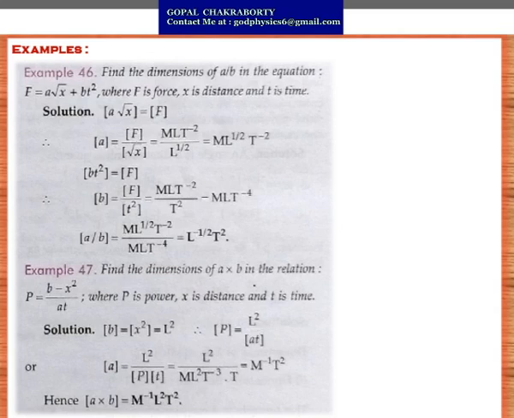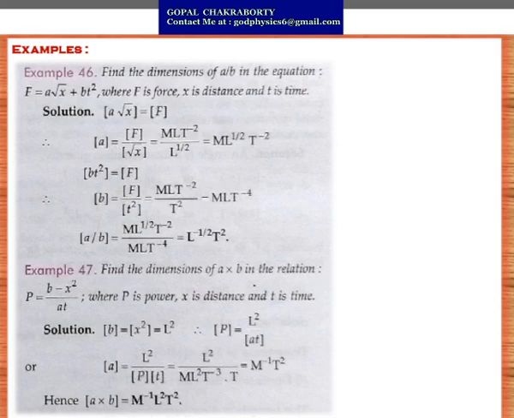Similarly, the dimension of bt square equals the dimension of force. So the dimension of small b is equal to the dimension of force divided by the dimension of t square, so MLT to the power minus 2 by T square gives you MLT to the power minus 4. So the dimension of a by b is ML to the power half T to the power minus 2 divided by MLT to the power minus 4, ultimately L to the power minus half T square. Similarly, another example is given here for your practice.